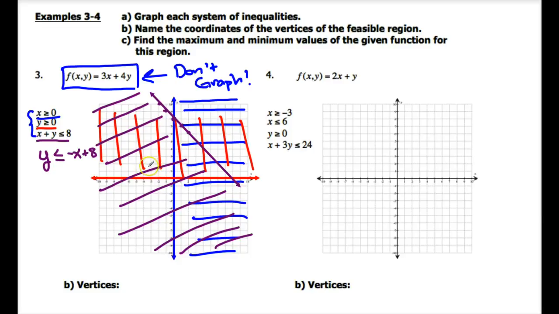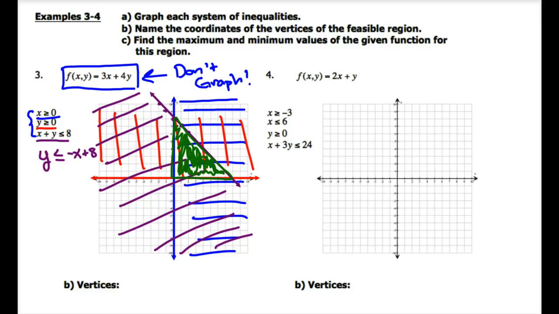Okay, so now we're going to find the overlap region, or our feasible region. That's going to be the area where all of your shadings are crossing over. So again, we're going above the red line, to the right of the blue line, and below the purple line. So that's going to be this region right here, this little right triangle region, that I'm going to color in green. That's going to be my feasible region. That's the overlap of all my shading. So my job is going to be to find the vertices of this region right here. What are the corners of this triangle, basically?